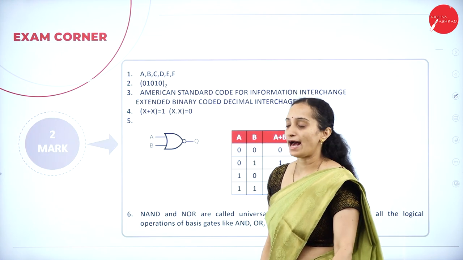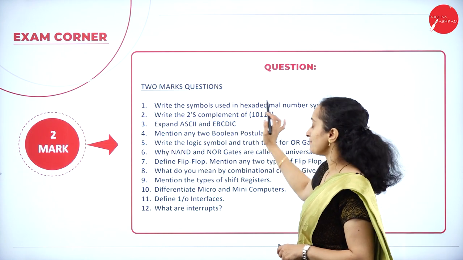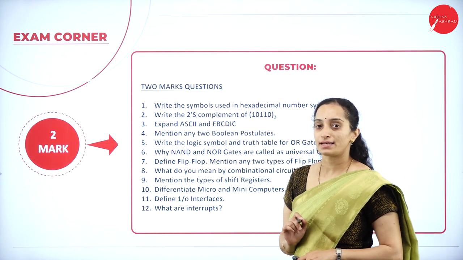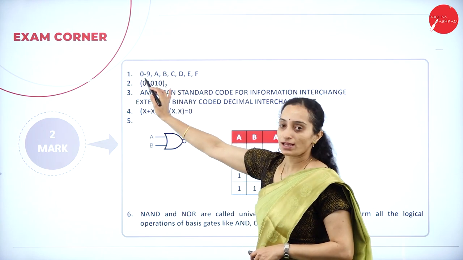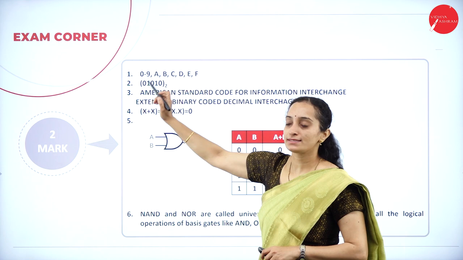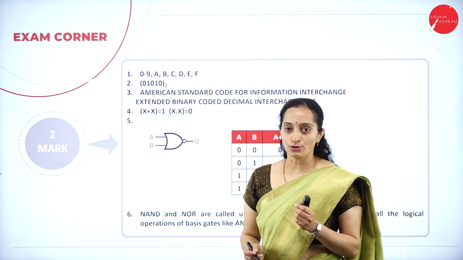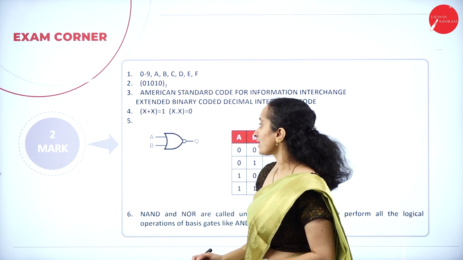Here we have the answers for this. First question is, write the symbols used in hexadecimal number system. Symbols you can use are the numerical symbols 0 to 9, and the alphabetical symbols A to F.